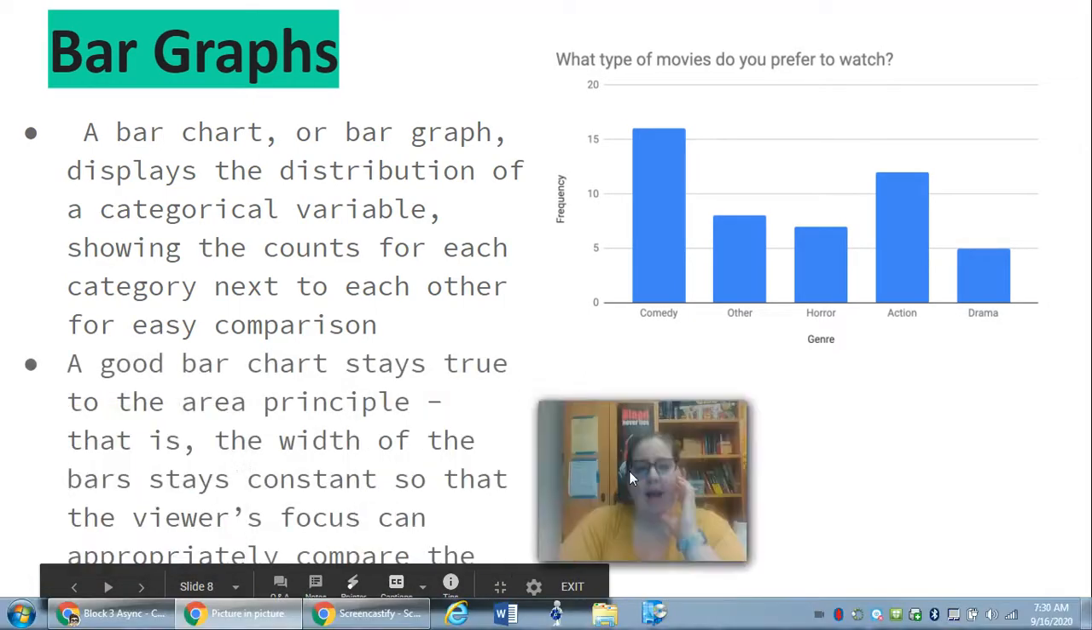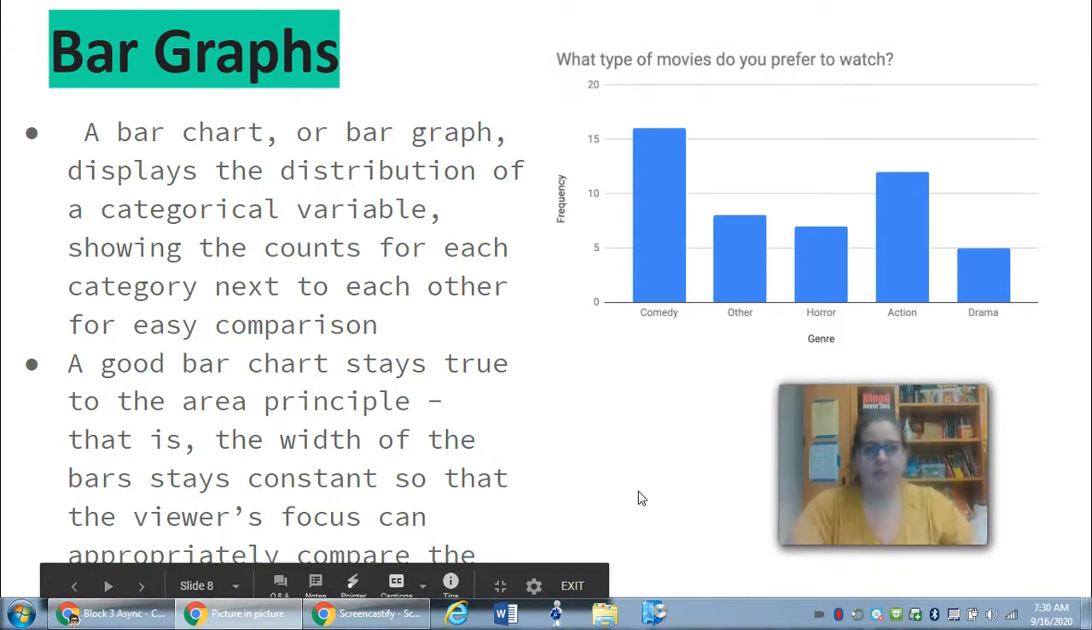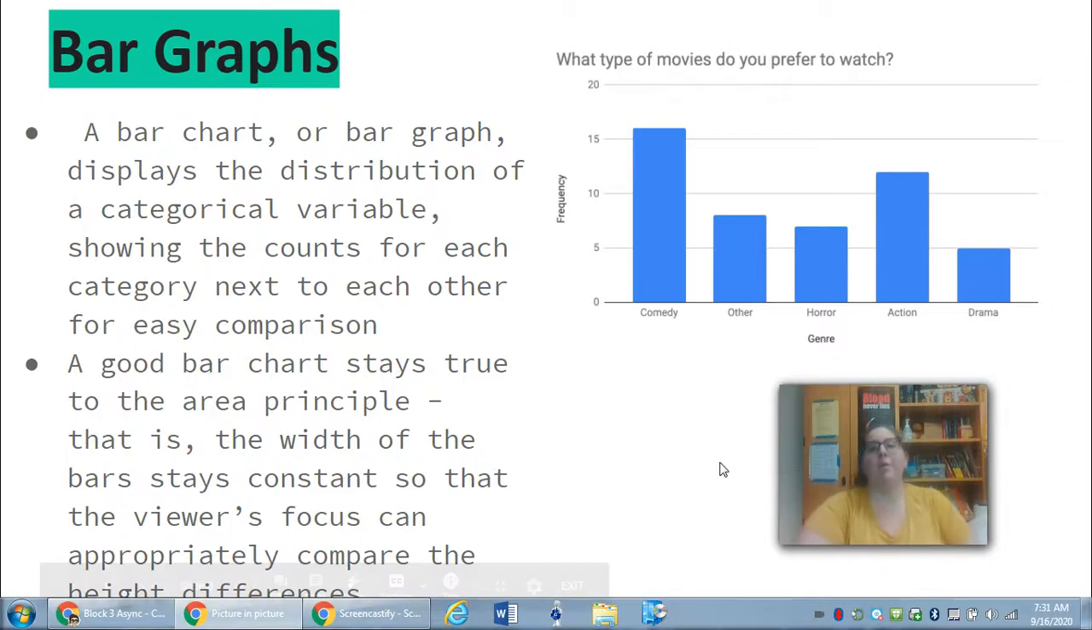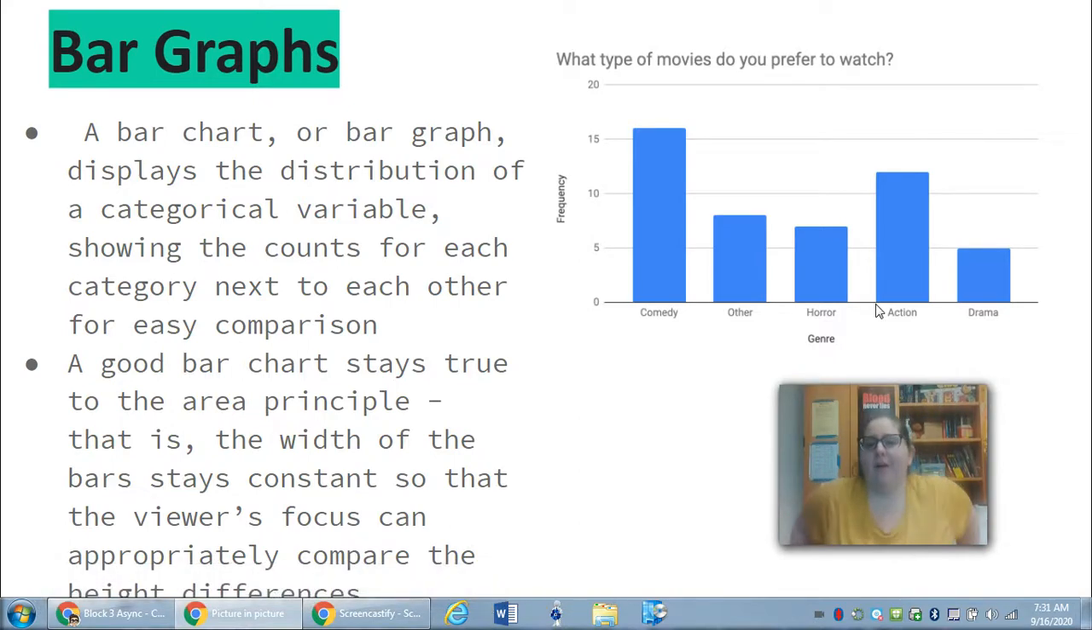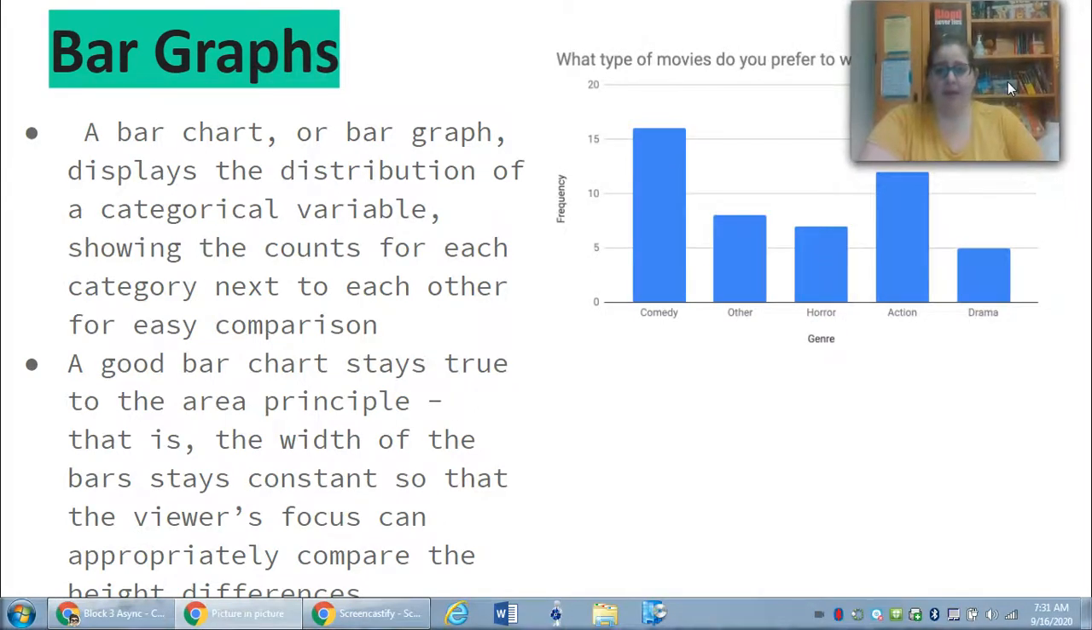Okay, so a bar graph or bar chart displays the distribution of a categorical variable, showing the counts for each category next to each other for comparison. With a bar graph, we have these gaps in between because that means there's no real sequence of our categories on the bottom. We could easily mix these around and that would be totally fine. It would still mean the same thing. A lot of times a bar graph will start with the tallest and move down to the shortest. But in this case, I didn't do that.